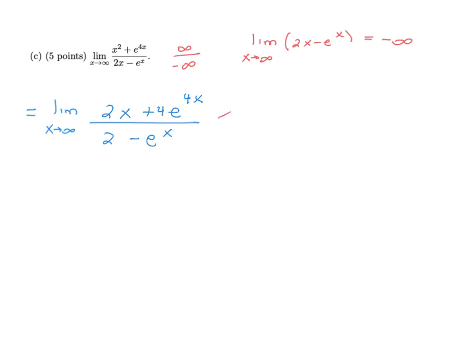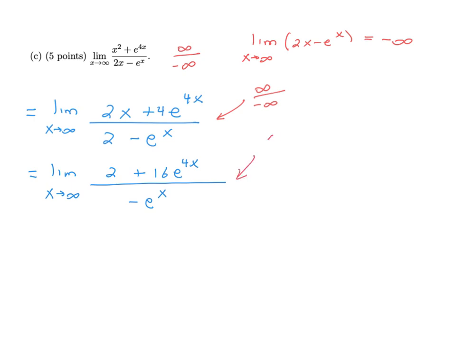And the thing to point out is that this is, again, another indeterminate form. This is an infinity over negative infinity. And that means we can apply L'Hopital's rule again. This is the limit as x goes to infinity of, the derivative of the top is 2 plus 16e to the 4x divided by negative e to the x. And this is another infinity over infinity.